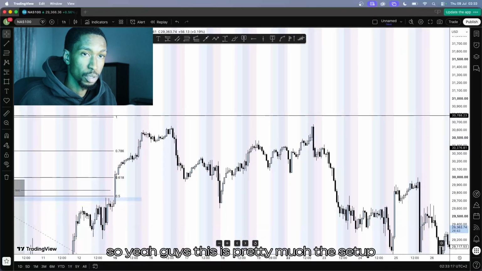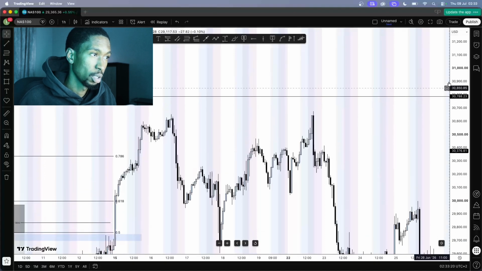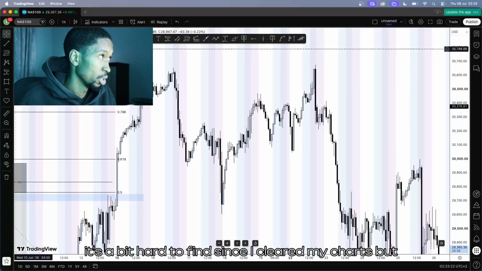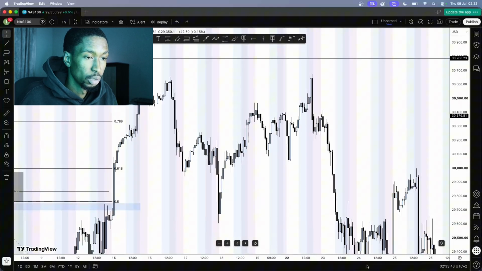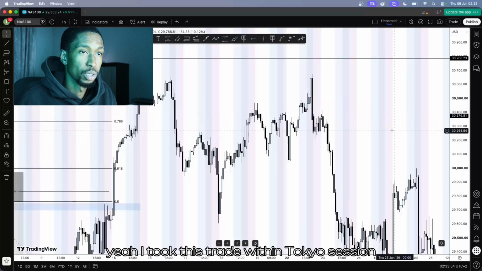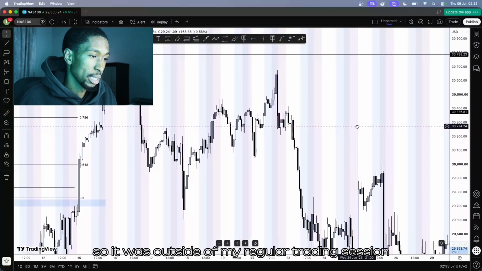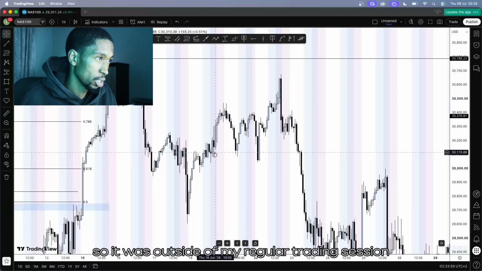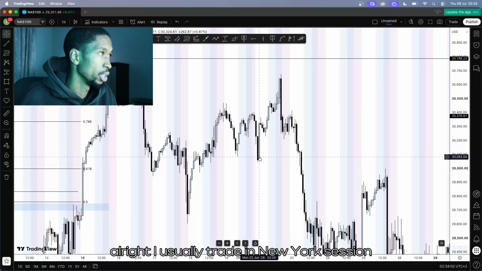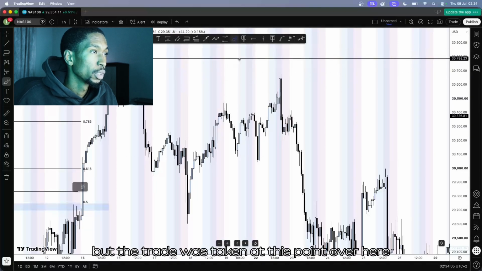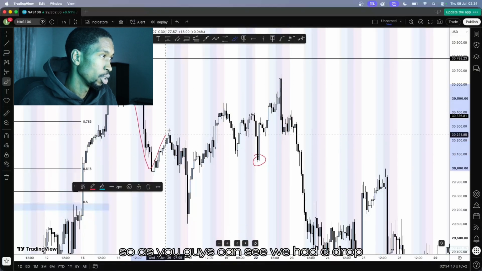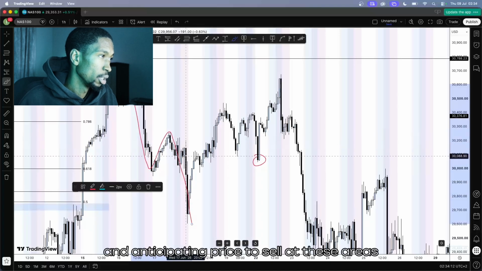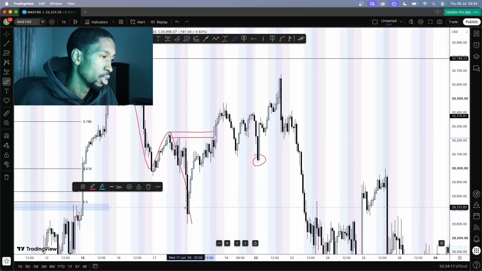So yeah, guys, this was pretty much the setup. It's a bit hard to find since I cleared my charts, but just double check. Yeah, I took this trade within Tokyo session, so it was outside of my regular trading session. I usually trade New York session, but the trade was taken at this point over here. So as you guys can see, we had a drop, base, drop, and anticipating price to sell at these areas.